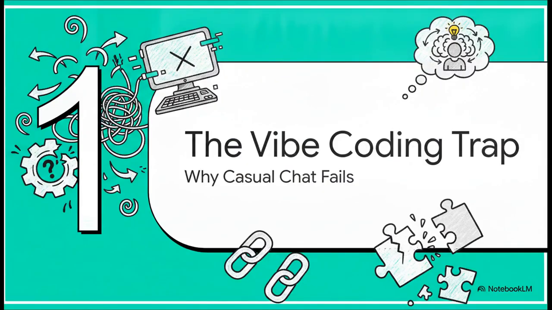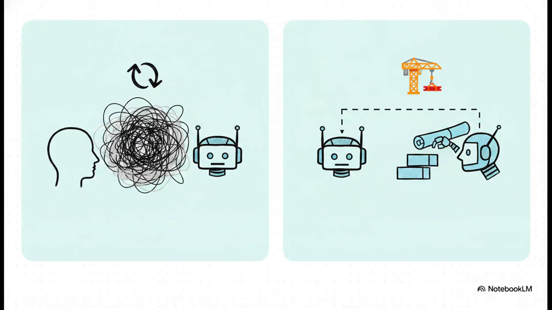All right, let's start with Section 1, the vibe coding trap, and exactly why casual chat fails for big projects. So vibe coding is the natural way most of us first start approaching AI. You have a kind of vague idea, you describe it, the AI generates something, and you just tweak it through conversation. You're basically just coding on vibes.